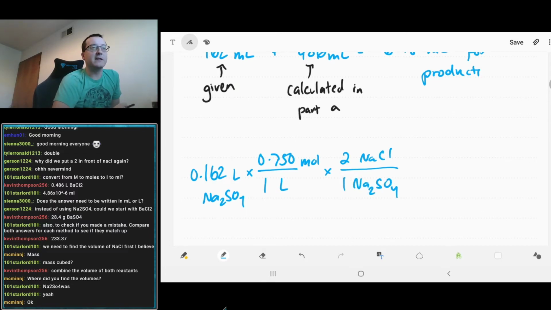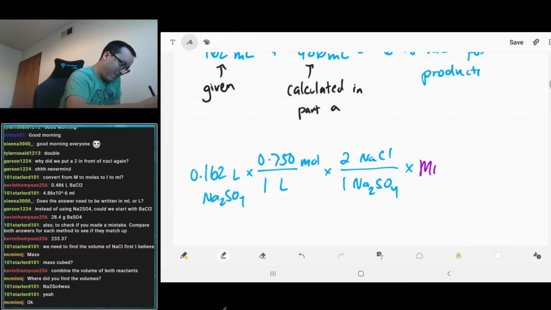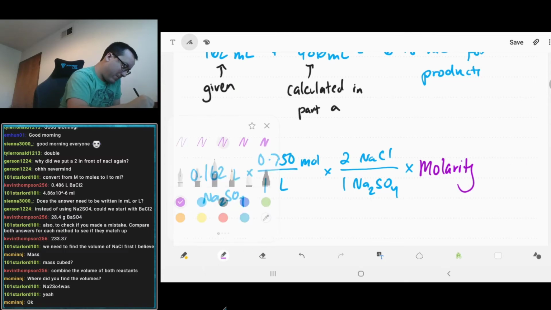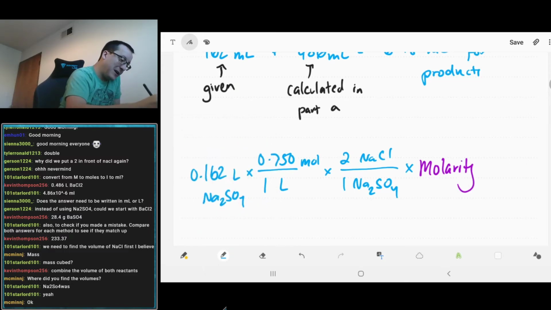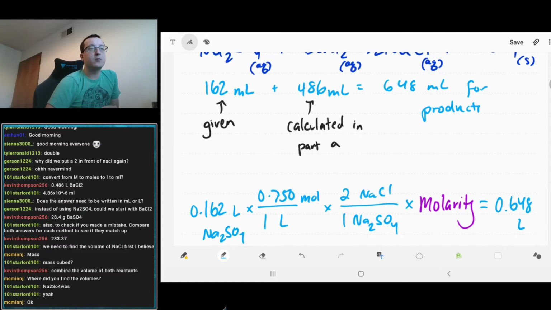But I'm just going to keep using the same one. So remember, we don't have the molarity, but we know that that molarity should give us our volume. So remember that this number here that we were able to calculate is kind of the answer to our unit conversion. But we're missing the molarity now.